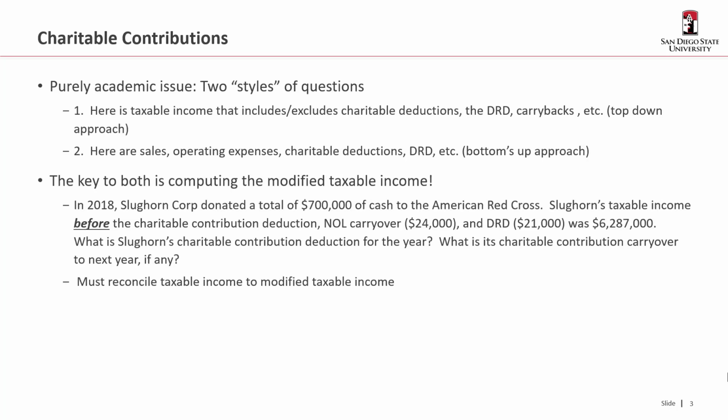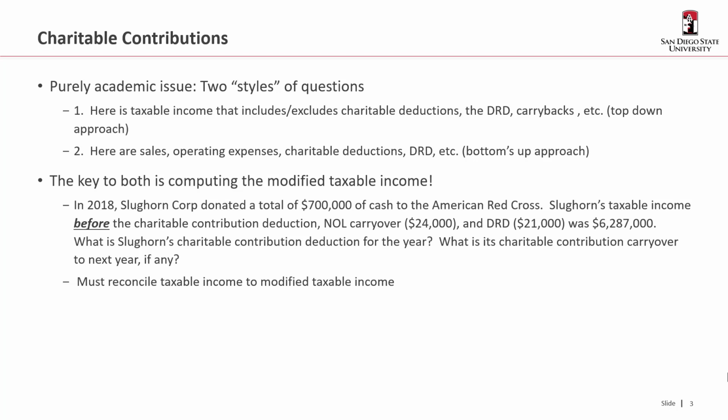So typically when you see a charitable contribution question, it's presented in a couple different ways, and I want to make sure you understand both of these ways. One is, here's the taxable income of the corporation that either includes or excludes the charitable deductions, the DRD, the carrybacks, etc. I refer to that as a top-down approach. And then there's here's sales, operating expenses, charitable deductions, the DRD, etc. That's called the bottoms-up approach. So in either version, the key is computing modified taxable income.